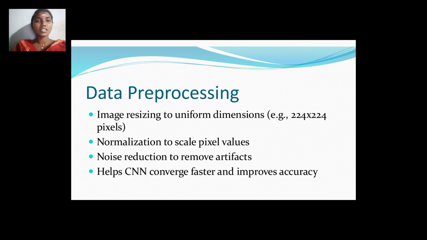And data pre-processing. Image resizing to uniform dimensions, like 224 by 224 pixels and so on. Normalization scales pixel values, and it reduces noise and removes artifacts. It helps the CNN to converge faster and improves accuracy.